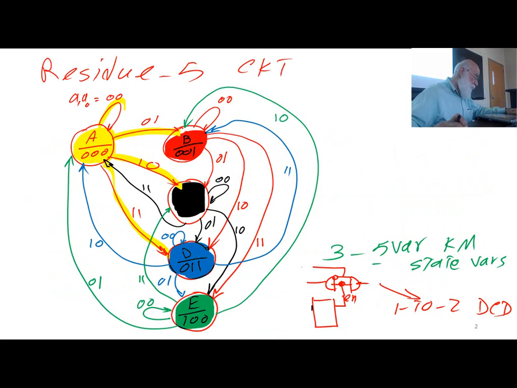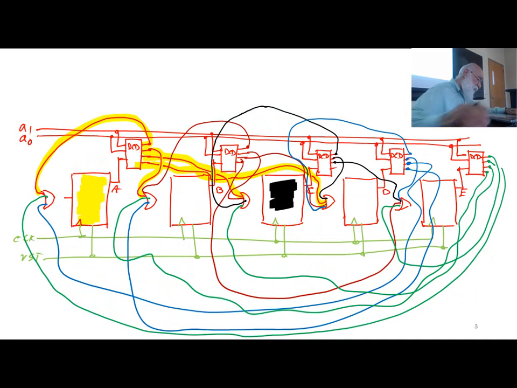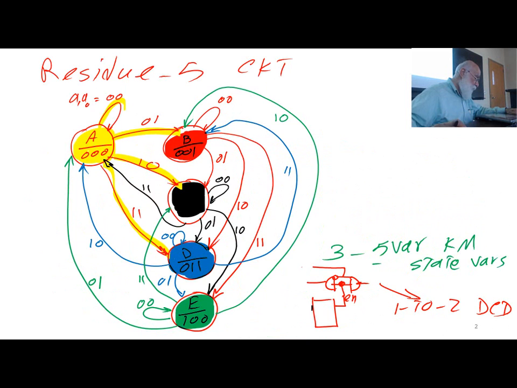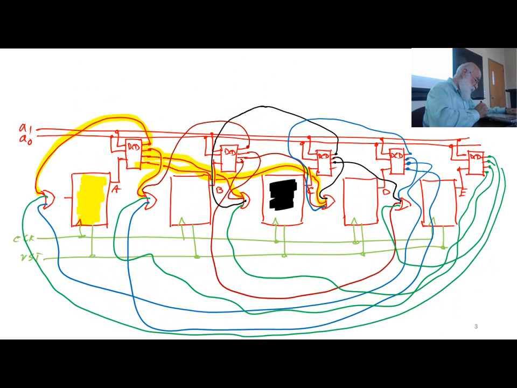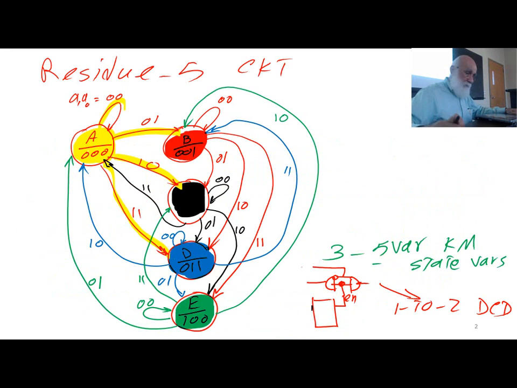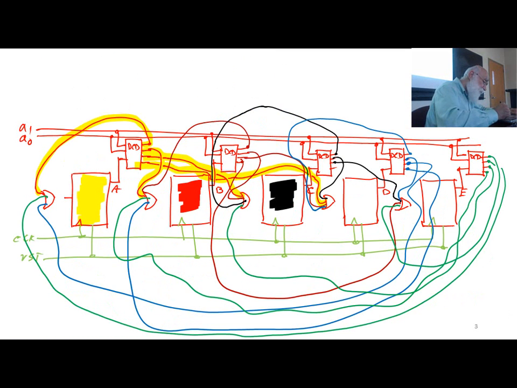So this is state C, which is the black one. This is state B, which is the red one. This one is the green one. And then this one is the blue one. All right, so this is the one hot implementation of this residue 5 circuit.